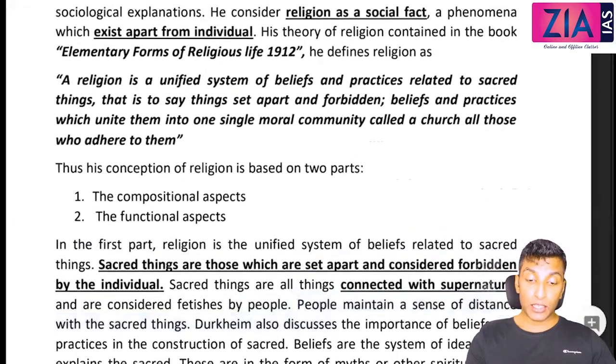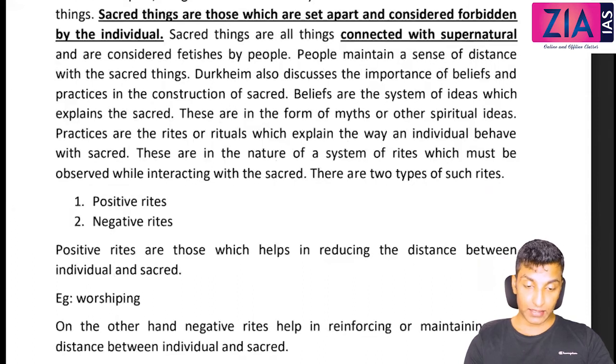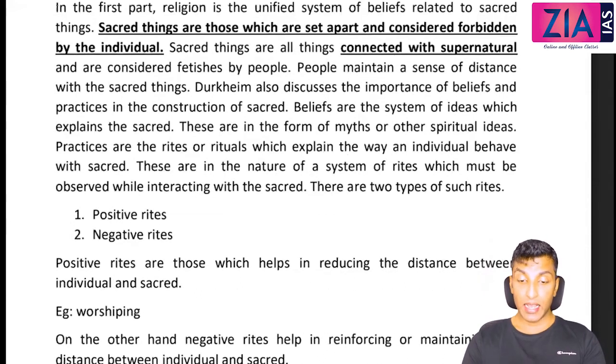So sacred things are those which are set apart and considered forbidden by the individual. Sacred things are all things connected with the supernatural and are considered fetishes by people. People maintain a sense of distance from sacred things. Durkheim also discusses the importance of beliefs and practices in the construction of the sacred. Beliefs are the system of ideas which explain the sacred. These are in the form of myths or other spiritual ideas.